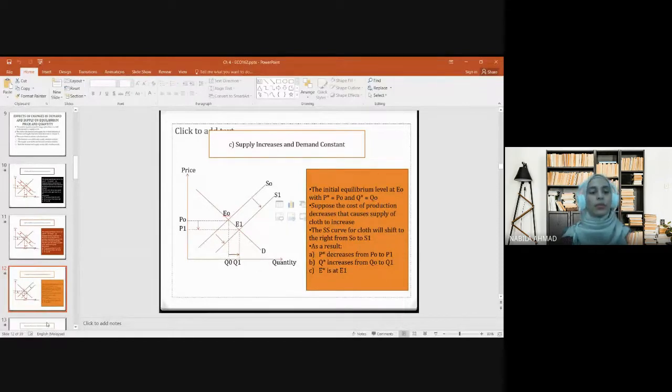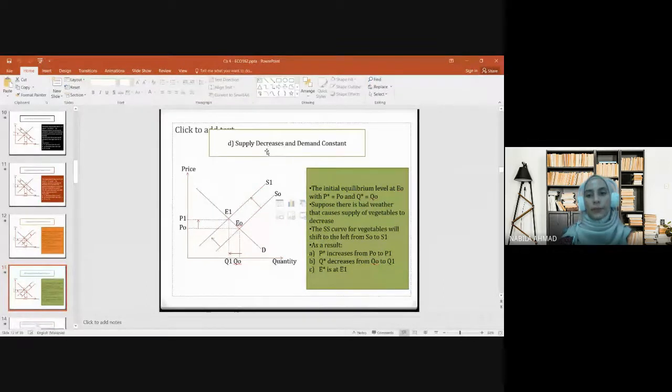Okay, sama juga. Yang ni situasi kalau supply decrease and demand constant. Okay, contohnya suppose there is bad weather. So the supply of vegetables will decrease. So supply curve shift to the left. So what happened? Price increases from P0 to P1 and quantity decreases from Q0 to Q1. Okay?